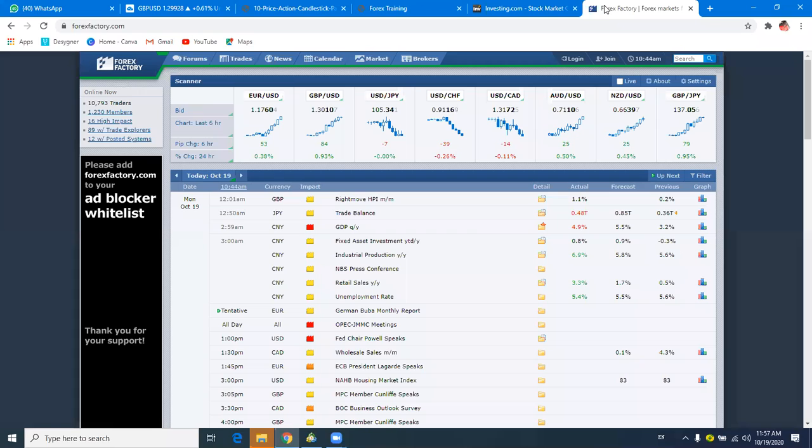Now, forexfactory.com. I am right here on forexfactory.com. Today, October 19th, these are the news that we have in store for us. Now, my mind is not in all these news that they marked yellow. My mind is actually in this news that they marked red. All this news they marked red is where my mind is, okay?